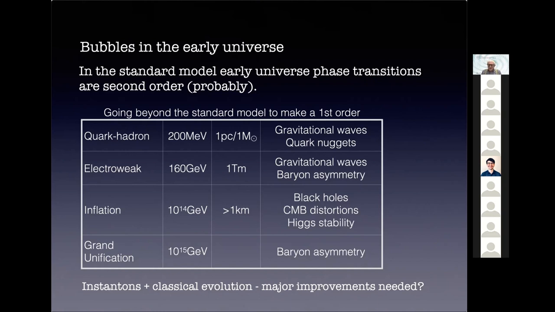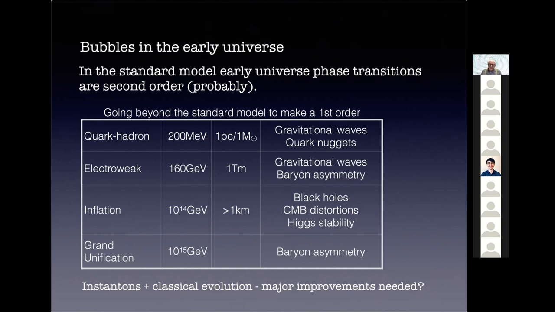So if you bolt on a first order phase transition to inflation, you get all sorts of exciting possibilities. Grand unification, you can sort of bolt that onto inflation as well. And this could be one of the first order transitions occurring during inflation.